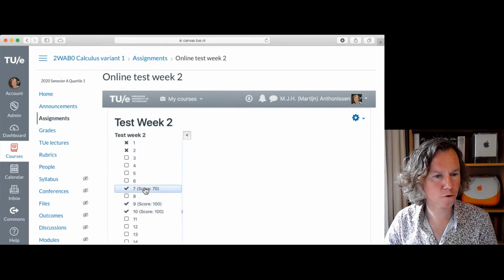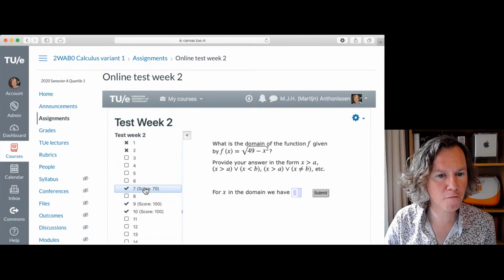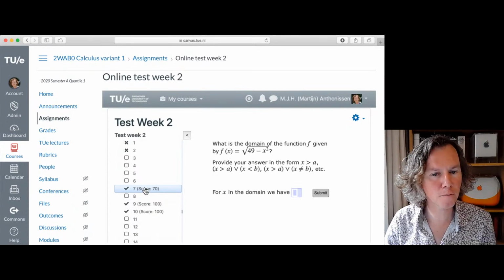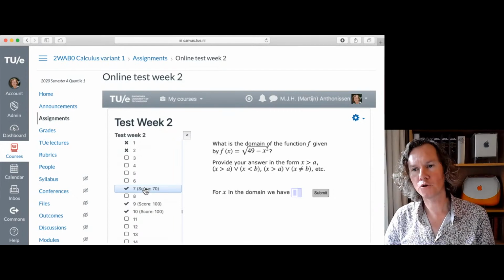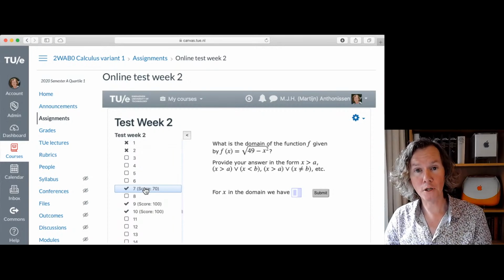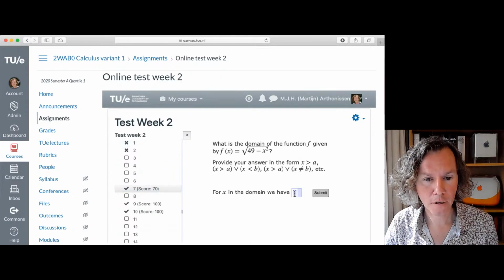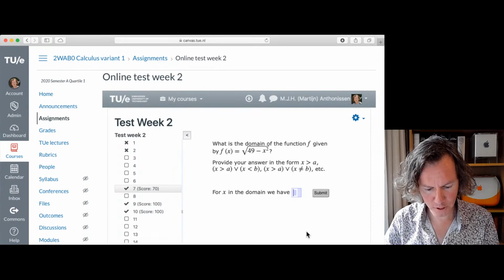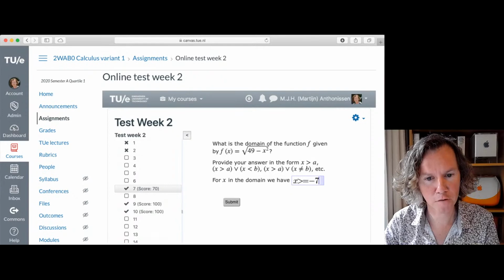So here also I scored apparently 70 points. I can go back. What is the domain of the function f given by f(x) is the square root of 49 minus x squared? So the requirement, hopefully you recall, we also come to that, is that 49 minus x squared should be larger or equal to 0. So that means that x itself should be in between minus 7 and plus 7. So the way you type that is that you want x to be larger or equal to minus 7.